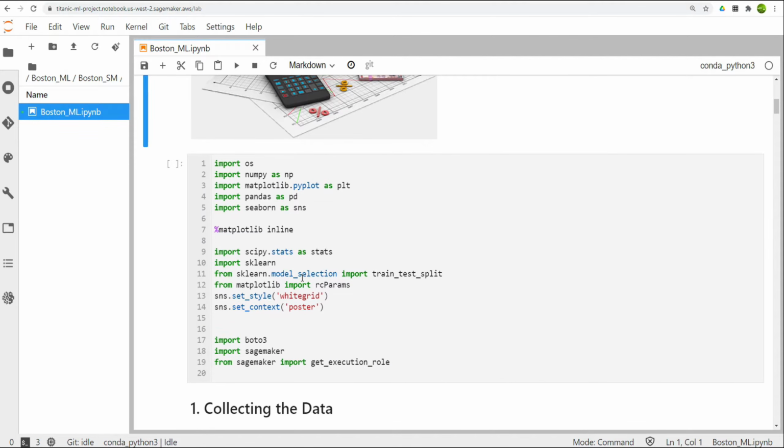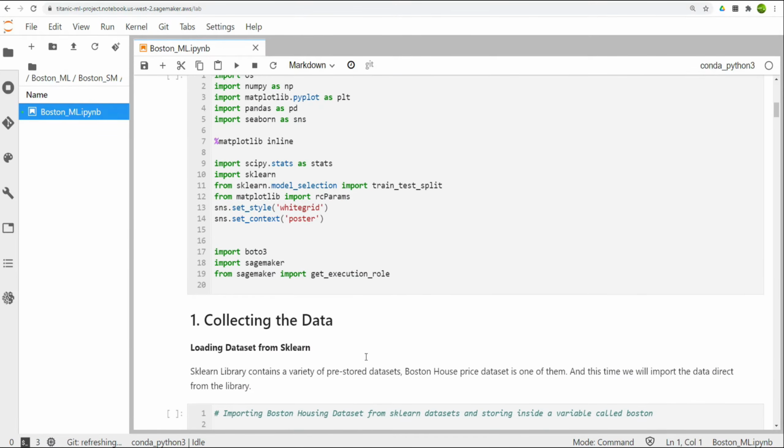So here I am importing the important libraries, which includes OS, NumPy, Matplotlib for plotting, Pandas, and Seaborn, which is a Python data visualization library based on Matplotlib. It provides a high-level interface for drawing attractive and informative statistical graphics. Then we have imported the SciPy scientific Python computation library with some of its essential modules. And then finally, we have the libraries for Boto3, the SageMaker, and its module for the execution role.